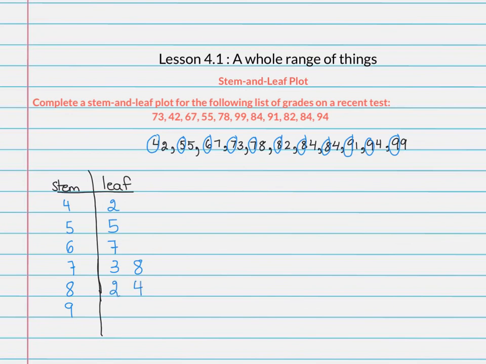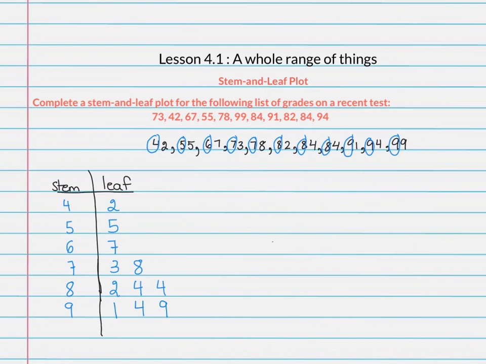I have two 84s. Even if I have a repetitive value, I write it 2 times because here we are listing the values in our data. So I have 82, 84, and another 84. Then we have 91, 94, and then 99.